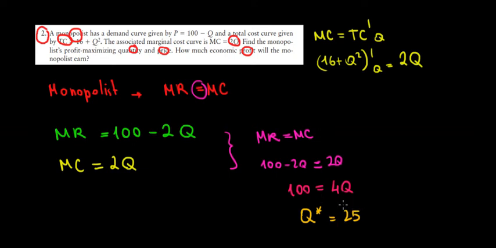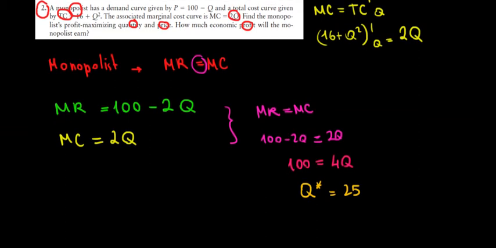Now with this quantity, what's going to be the price that he's going to sell at? Well, we already know the price function over here, so we can substitute the quantity in the price function. The optimal price, so to speak, is 100 minus 25, which is going to be equal to 75. So we got the price, we got the quantity, we can find out the profit of the monopolist.